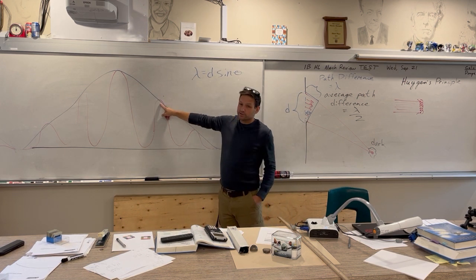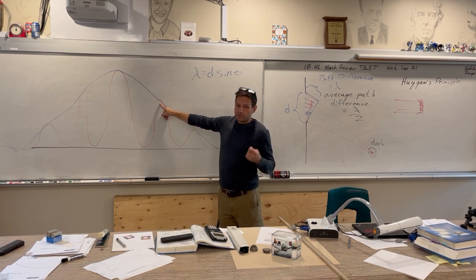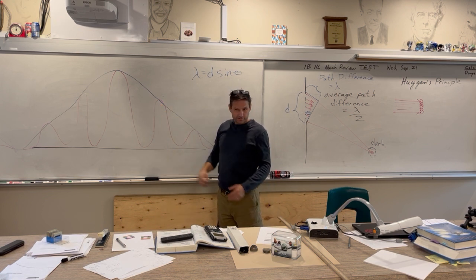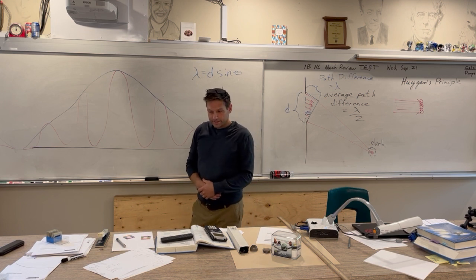But then they still interact with each other. So you still get a bright spot, but each beam is darker, and so you get not as bright of a bright spot. Does that make sense? Sort of. Okay. That's the lesson.